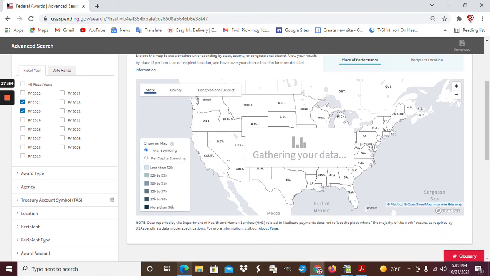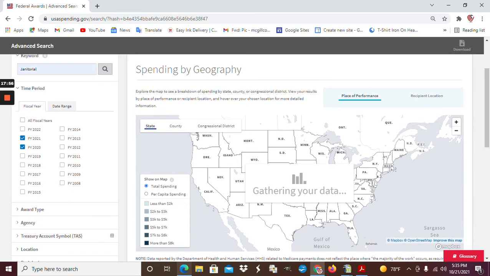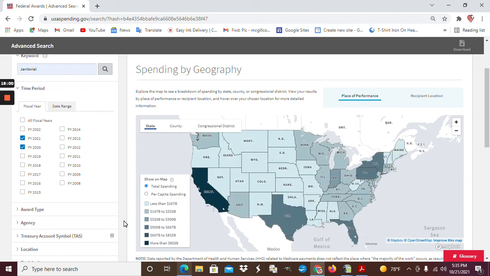I'm very impressed with what they did when they came up with this map and gathering this information. When you explore this map and you see this breakdown of the spending data by county and congressional district, you're able to go in and see the results by place of performance or the recipient location. You can even hover over and choose more details in different locations.